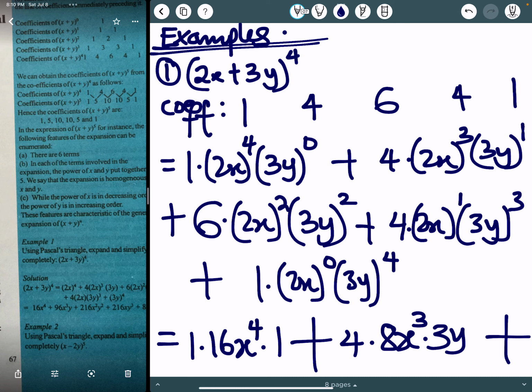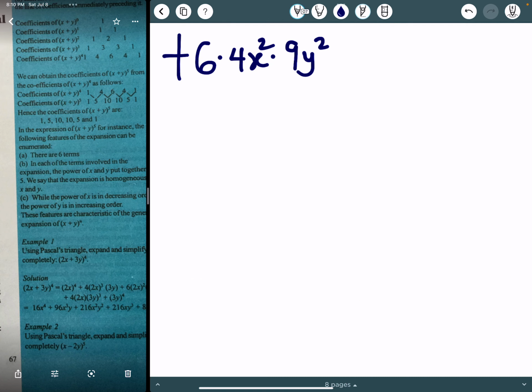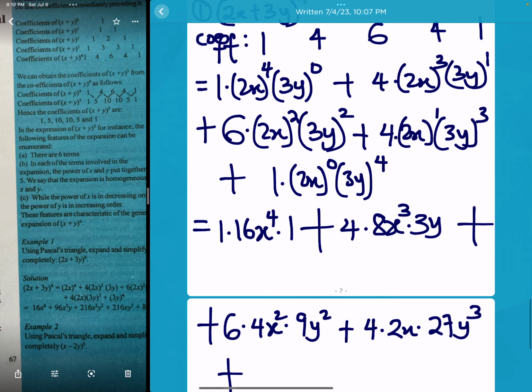Let's go to the fourth term. The next term is 4 times 2x raised to power 1. That will be 4 times 2x. 3 raised to power 3 is 27. y raised to power 3 is y cubed. So that will give me plus 4 dot 2x dot 27 y cubed. That's my fourth term.